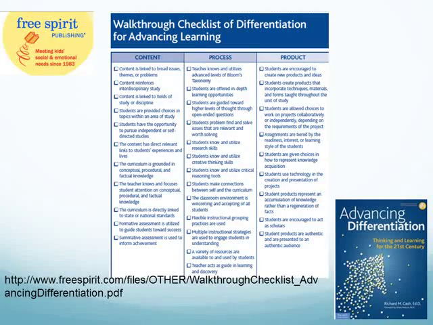To assist with discovering observable differentiated elements within a classroom environment is a handy tool entitled Walkthrough Checklist of Differentiation for Advancing Learning that can be found in the book Advancing Differentiation, Thinking and Learning for the 21st Century by Richard Cash. This document could be used to develop, reflect, or possibly guide an observation for schools looking for evidence of differentiation. A PDF of this document can be found at the link at the bottom of this page.